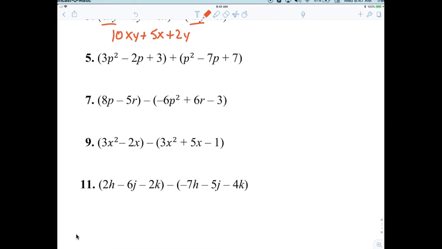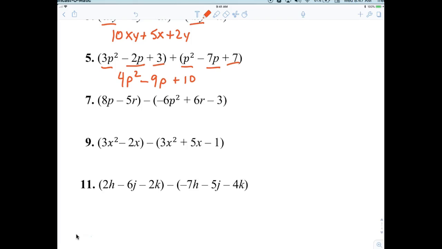All right? So here, 3p squared plus 1p squared. Wait a minute. 4p squared. Negative 2p minus 7p. Negative 9p. And then 3 plus 7. Beautiful. Plus 10. All right?